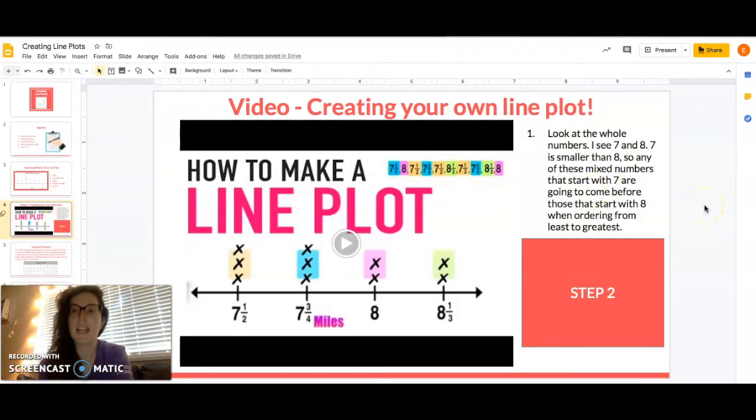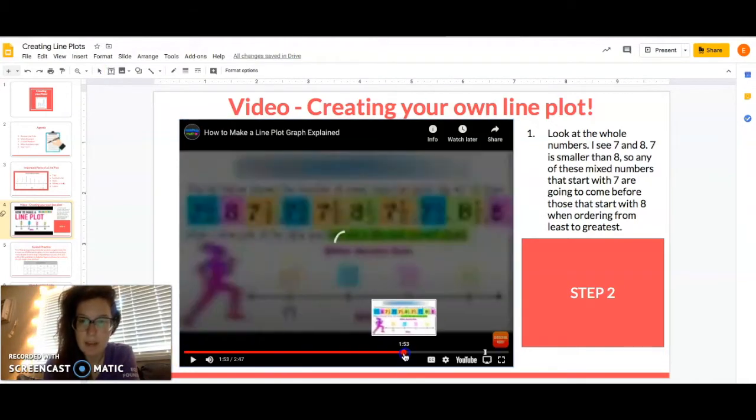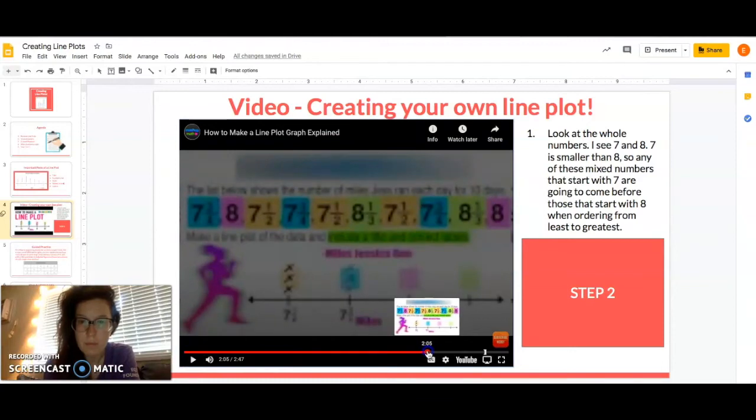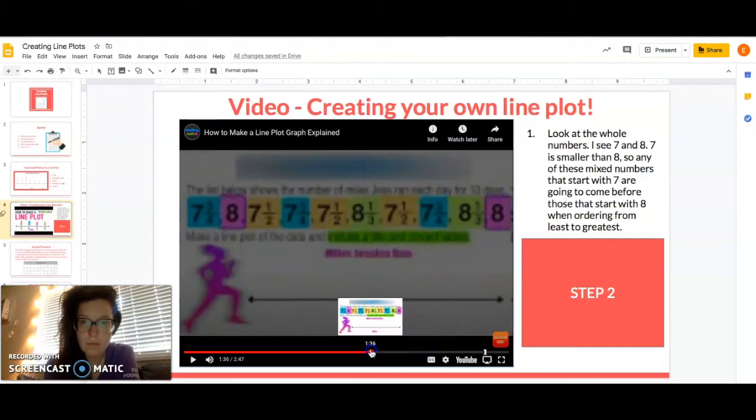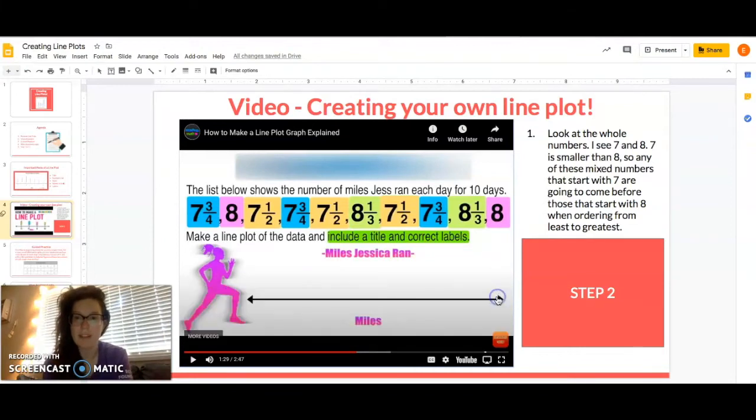So the first thing that I need to do is look at the whole numbers. Hopefully I can get this to show at the same time here. Okay, there we go. Now we can see them.